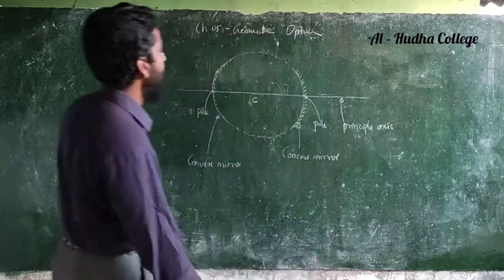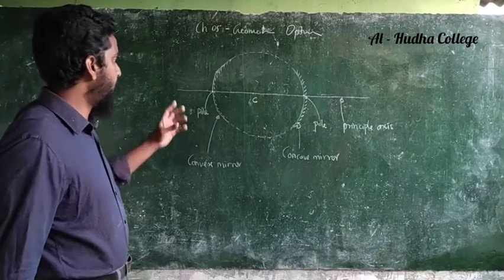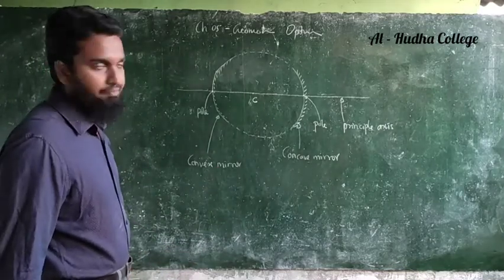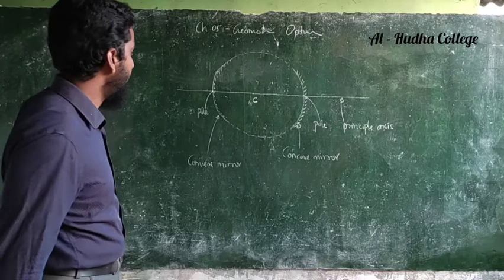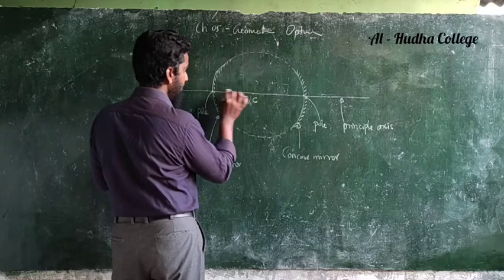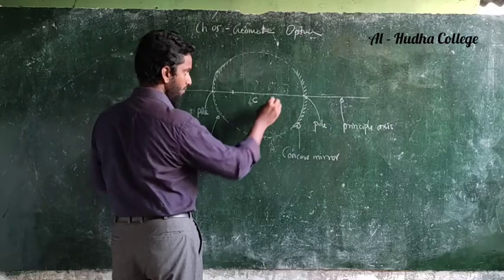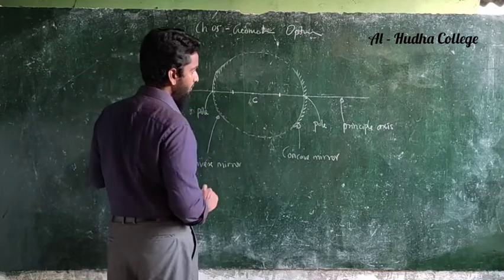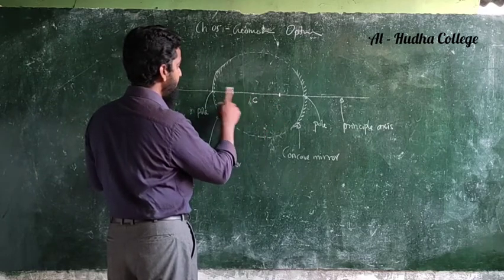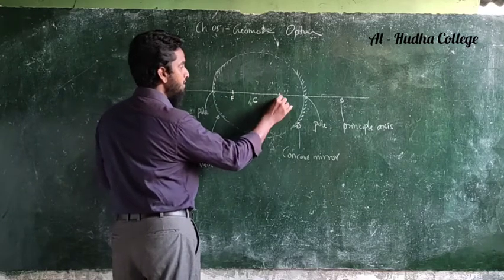Principal axis, right. Then the main parts of the mirrors have been shown here. The next part that you should know is the center point in between the pole and the center of curvature, right. The center of the distance between the pole and the center of curvature is known as the focus.